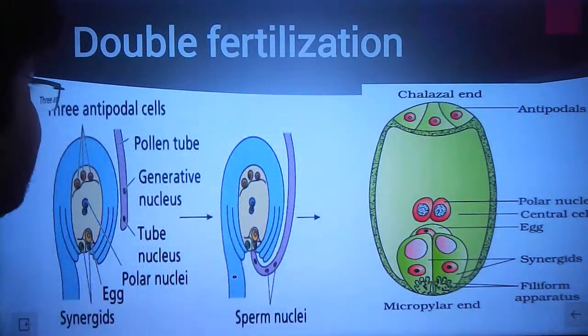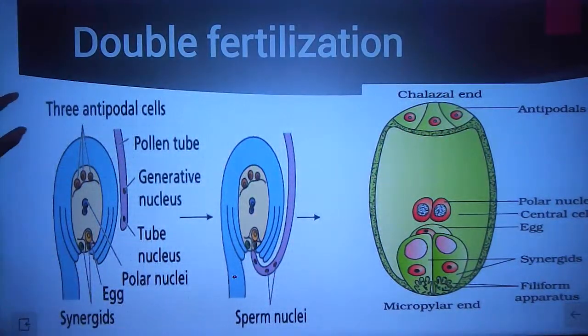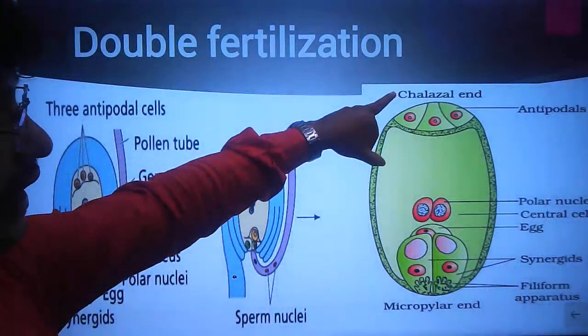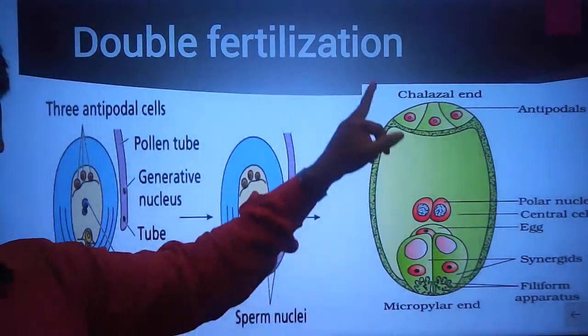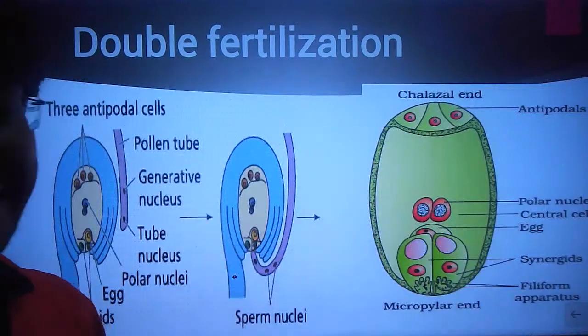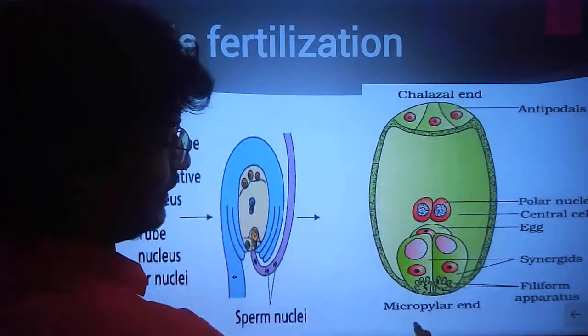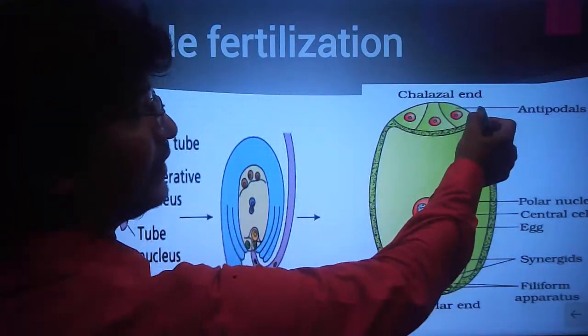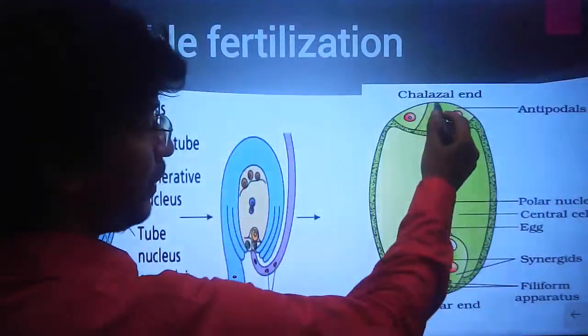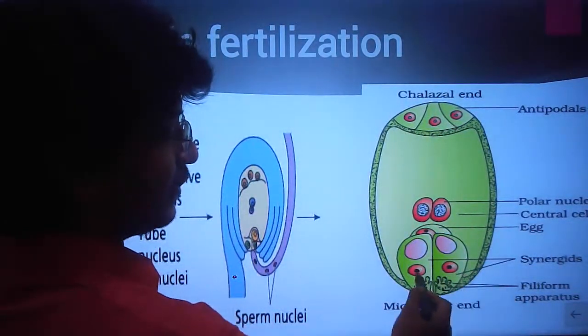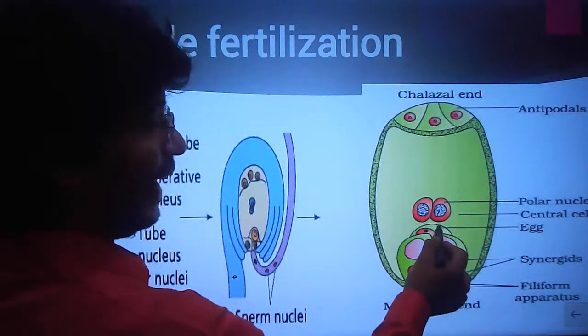When you start counting the cells, you could see the chalazal end. The top is the chalazal end, and this is the micropylar end, because we studied already the types of ovule. That part also we discussed. So chalazal end, and this is the micropylar end, and here you could see the 3 antipodals. And you could see here 2 synergids, and this is the egg cell.